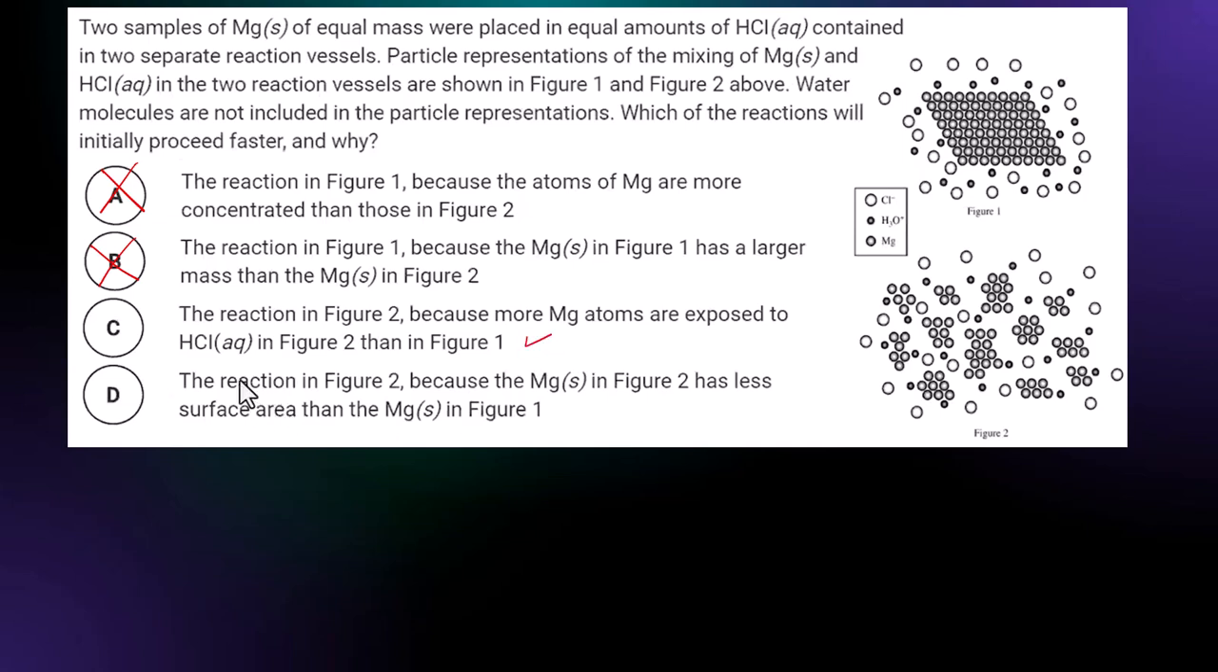Okay. The reaction in figure 2, because the Mg in figure 2 has less surface area than the Mg in figure 1. Well, actually, if we crush something up, we know that we have an increased surface area. So that means that D is wrong and C is our right answer because of the increase in surface area.